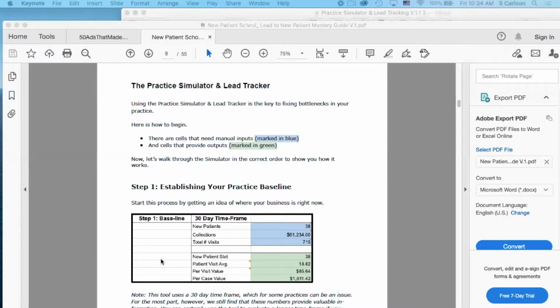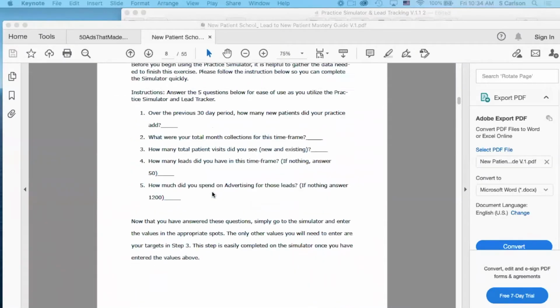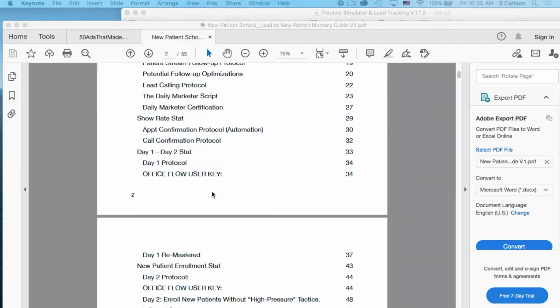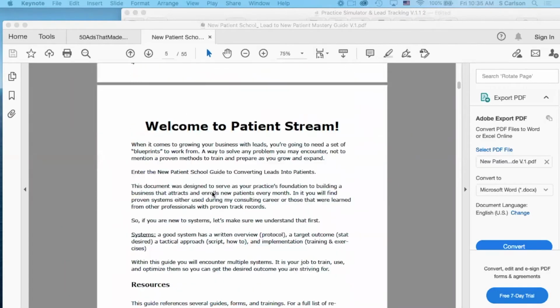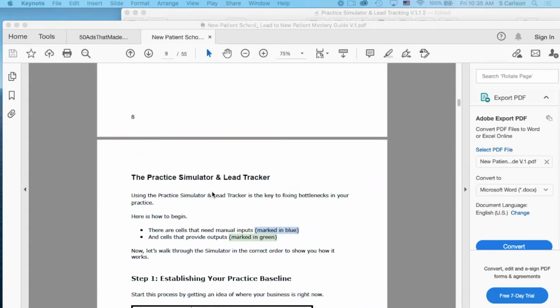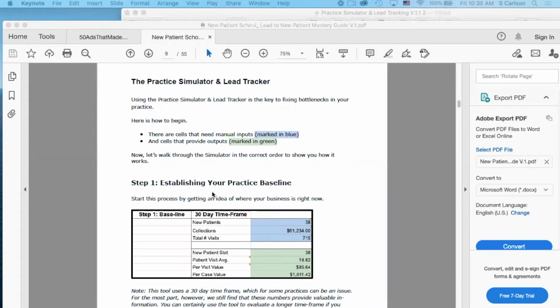Before we get started, I'm going to share my screen of two resources that we're going to be using today. The first one is the book that I wrote called New Patient School, the how-to guide for converting leads into patients. Specifically, we're going to be going over the practice simulator and lead tracker.